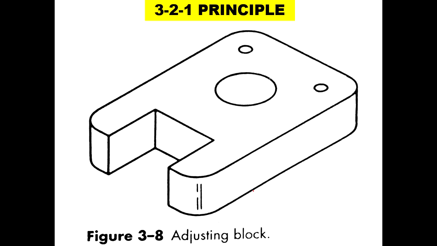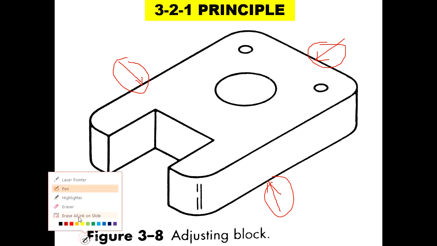Suppose this is the base of the workpiece. In this base we will use the 3 pins. On this side we will use the 2 pins, and on this side we will use the 1 pin. So this is the 3-2-1 principle. From the base we are using 3 pins, from one side we are using 2 pins, and from this side we are using 1 pin. In this way we are going to locate the workpiece with 3-2-1 pins at different positions. That's why it is called the 3-2-1 principle. Let's see how it works for locating the workpiece.